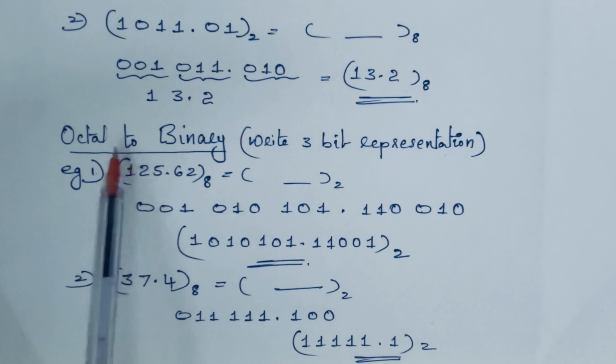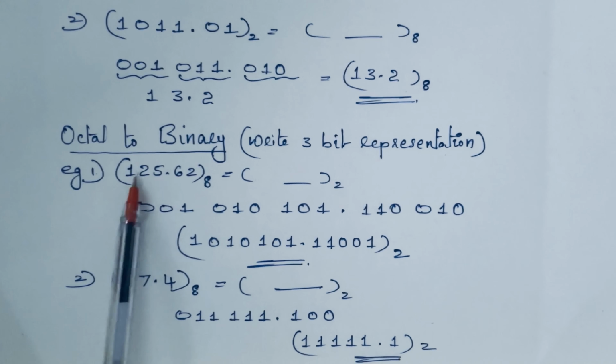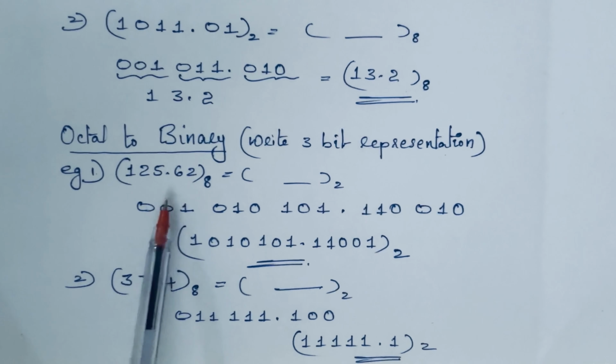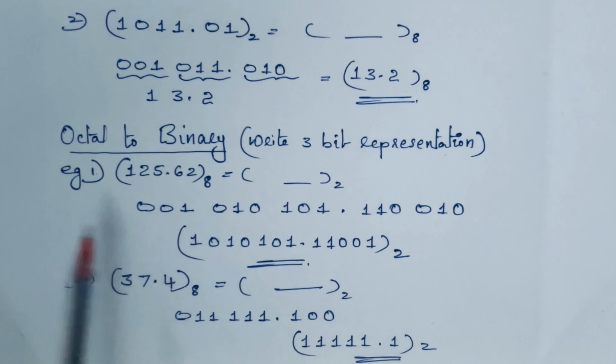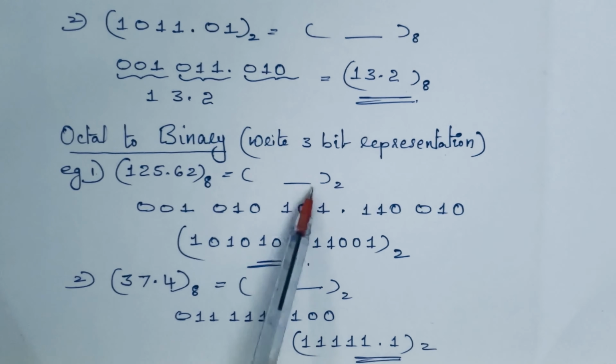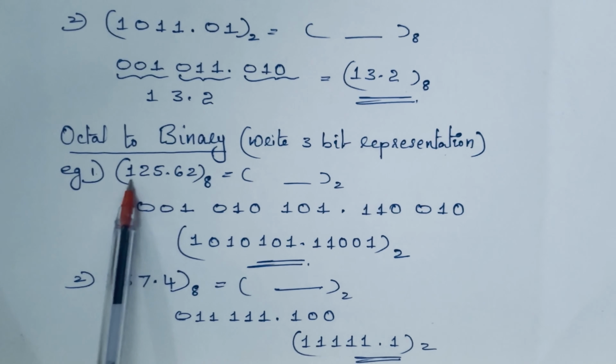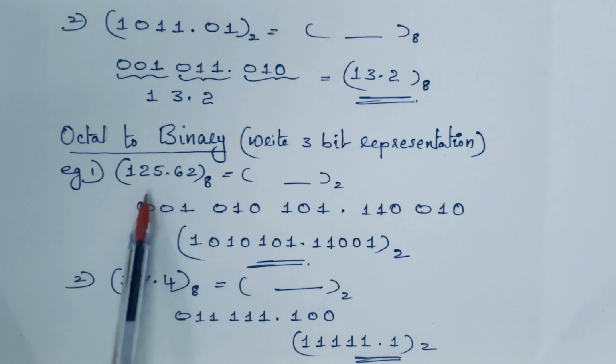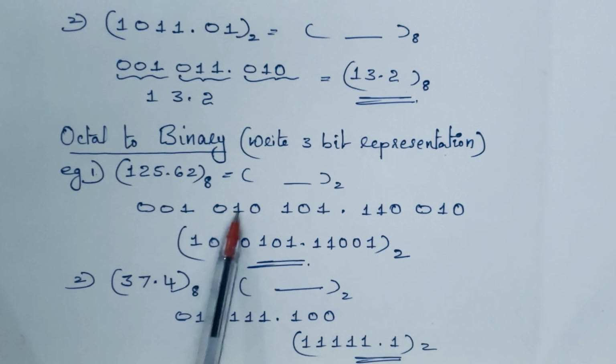So if you want to convert octal to binary, for each octal digit we write the 3-bit combination of binary. Okay, so it is very simple. For each octal digit we have to write 3-bit combinations in binary. So for example, if you want to convert 125.62 base 8 to binary, for each digit, the first digit is 1. So what is the 3-bit combination of 1? 001. Then the 3-bit combination of 2, 010.